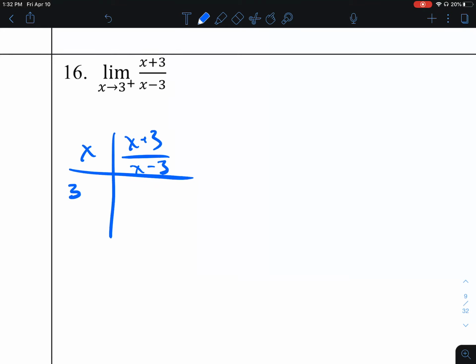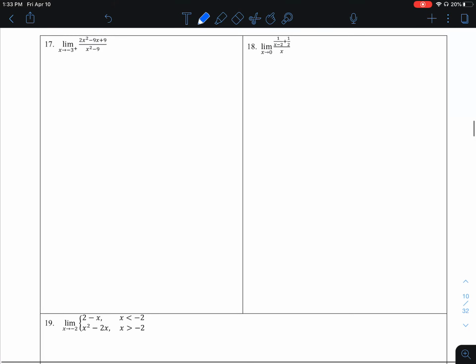We're going to put a number that's close to 3 but to the right of it into this. If I put a 3.1 into the top, 3.1 plus 3 is positive. If I put a 3.1 into the bottom, 3.1 minus 3 is also positive. If you divide those, you get a positive number. That likely means that this is going up to positive infinity.